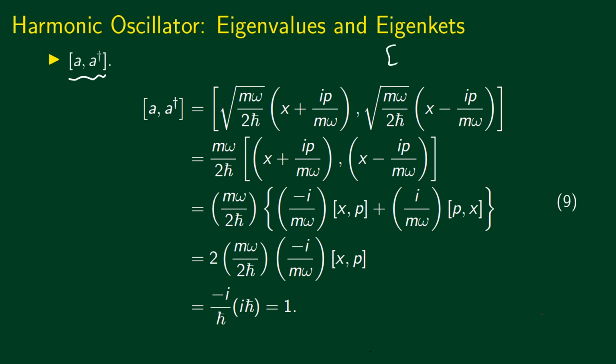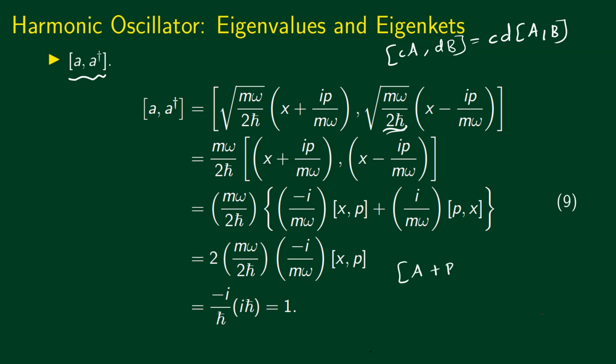We can use the property that if you have a commutator of cA with dB, where A and B are operators and c and d are numbers, then this can be written as cd multiplied by the commutator of A with B. You can easily show this using the basic definition of the commutator. So the product of the constants gives us m omega divided by 2 h bar, outside of the commutator. And we have to evaluate the commutator of x plus ip divided by m omega with x minus ip divided by m omega. And for this we can use this property.